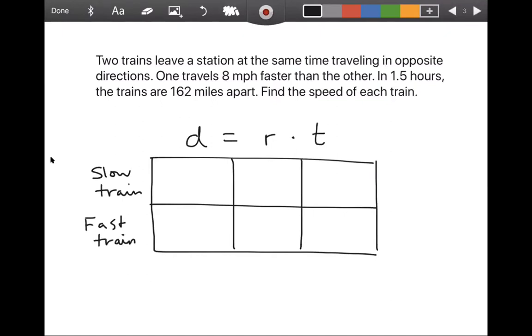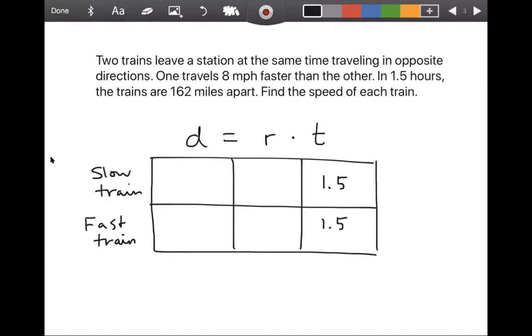Okay. Both trains travel for 1.5 hours. So this time we know everything there is to know about time. But I don't know the specific rates of the trains. All I know is that one train travels 8 miles an hour faster than the other train.